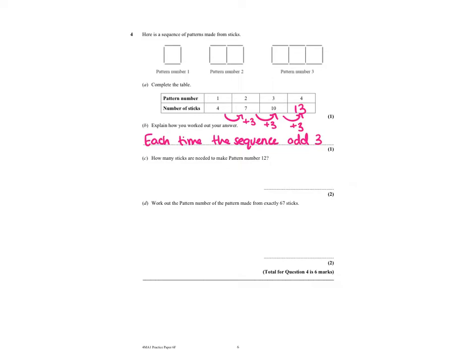Well, if I think about pattern number 12, we were already at 4. Now I can continue to add 3. So we know at 4 we have 13. So 5, 6, 7, 8, 9, 10, 11, 12. So we're going to get 16, 19, 22, 25, 28, 31, 34, 37. 37 is the answer.